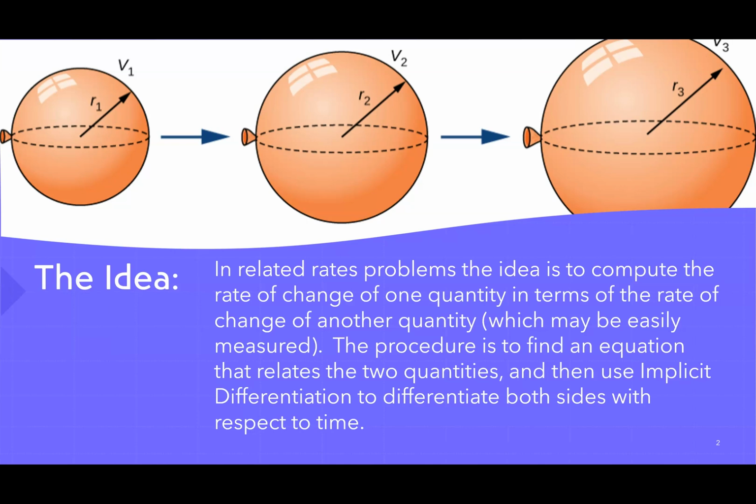So the procedure is to find an equation that relates the two variables here. In this case, the volume of the sphere in relation to its radius. And then you will use implicit differentiation to take the derivative of both sides, plug in the information, and solve for the missing rate. Okay, so that's the idea of related rates.